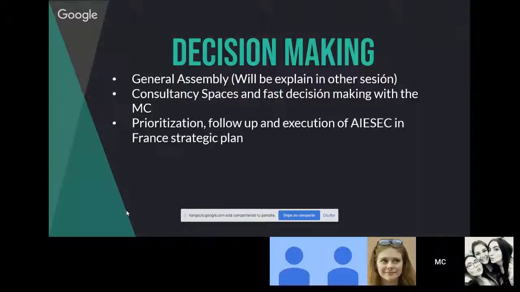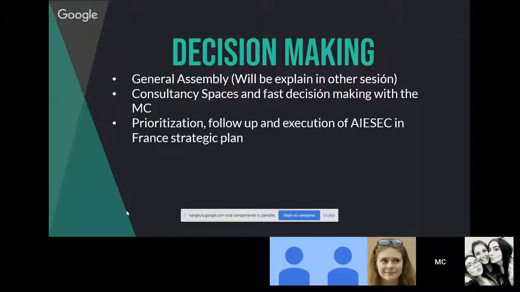The second step of decision making is consultancy spaces and fast decision making with the MC. So for example, if the MC have any doubt and we release a survey, we expect you to answer the survey, actually to give us inputs and to help us to make the best decision for the entity. And the last one is to do prioritization, follow-up, and execution of ISEC in France's strategic plan.